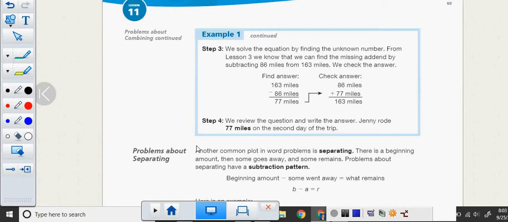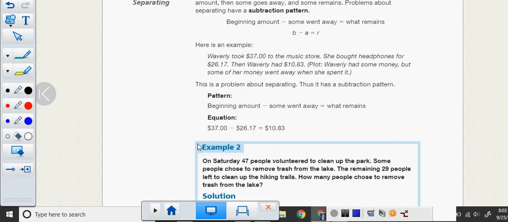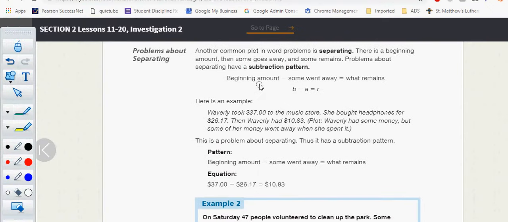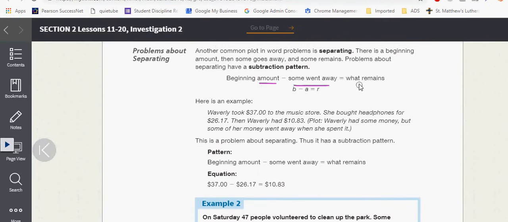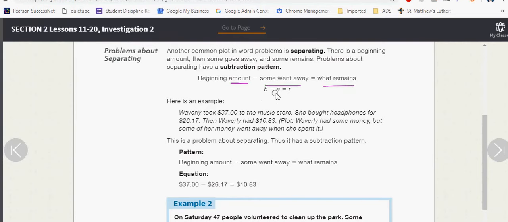So let's try taking away now. We call it a subtraction pattern because it's going to use subtraction and a difference, where we have a beginning amount, we take some away, and then we have what remains. Some someone away problem. We could show it as B minus A equals R, for beginning, away, and remains, I suppose. Waverly took $37 to the music store, bought headphones for $26.17, ended up with $10.83. Waverly had some money, but some of her money went away.